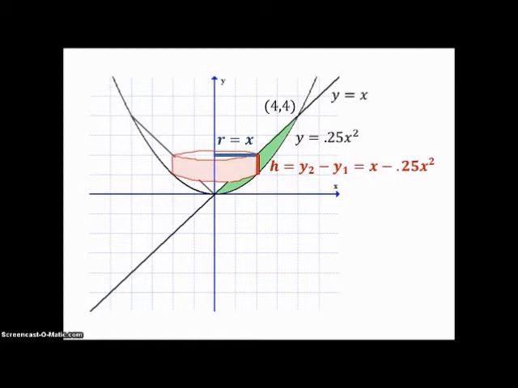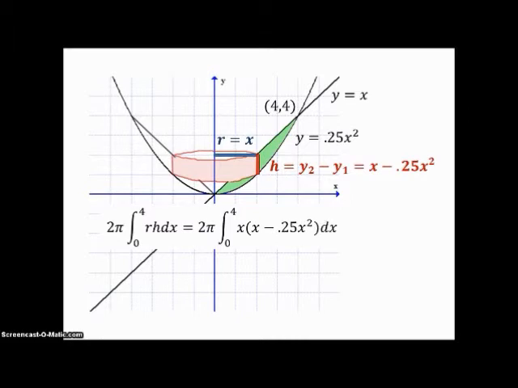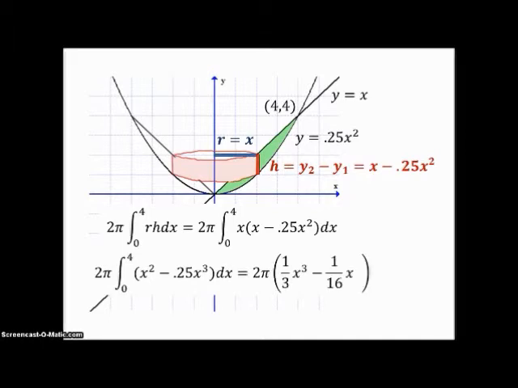Okay, so that's a little different than some of the other examples, because now the height does not extend all the way down to the x-axis. So our basic integral is going to be 2 pi r h from 0 to 4 using dx, because the thickness would be parallel to the x-axis, or you can just remember that going around a vertical line, we use dx. And then r is x, and h is x minus 1/4 x squared, and in order to integrate that, we need to multiply that out, expand it, and then take the antiderivative and evaluate from 0 to 4.